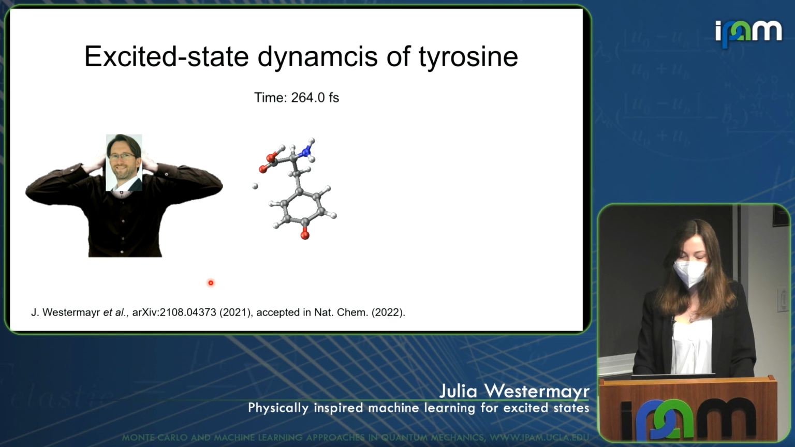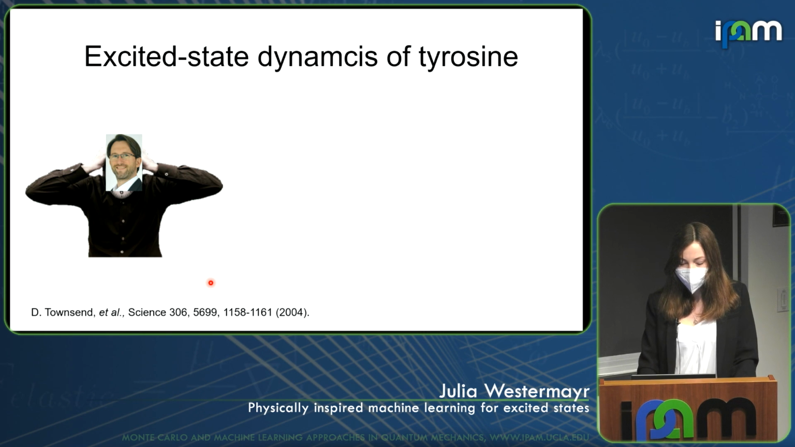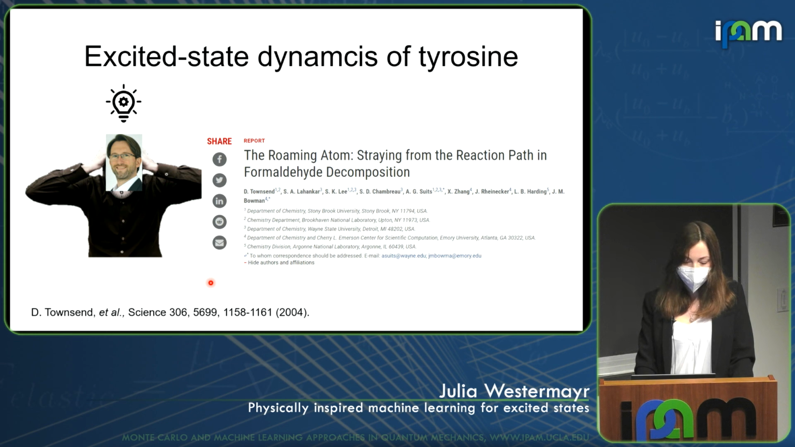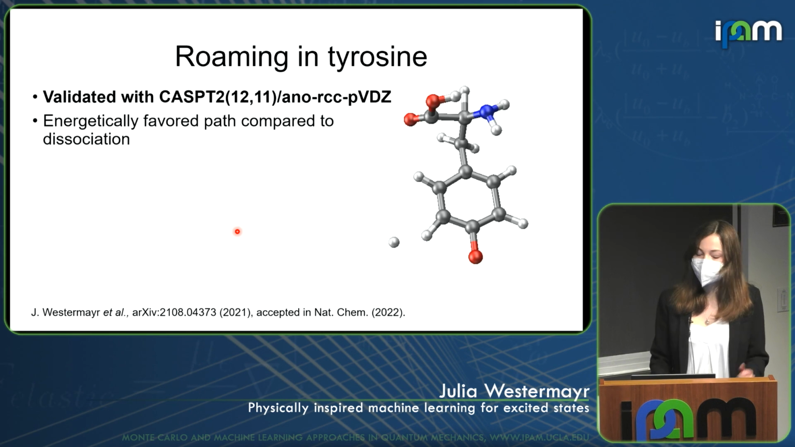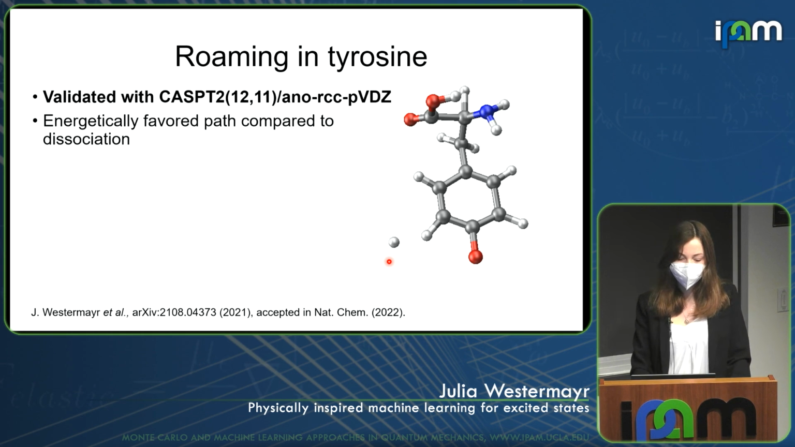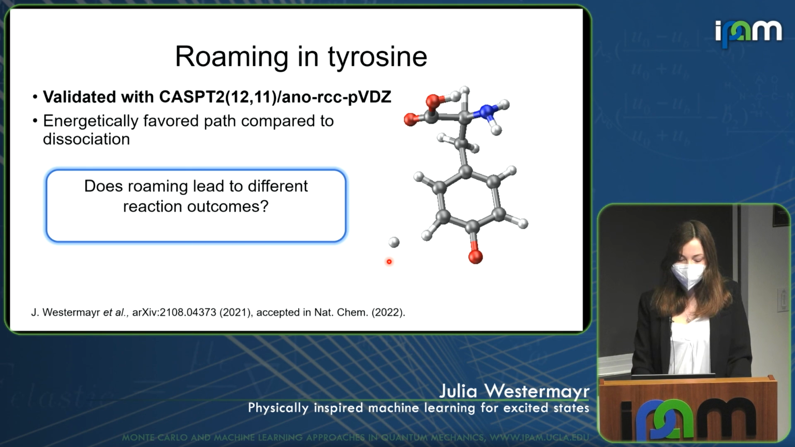But fortunately, we didn't throw it away, but we looked in literature. And he found a paper by Joe Bowman, published in Science, which talks about the roaming atom, which strays from the reaction path in formaldehyde decomposition. So this roaming dynamics were first discovered in highly excited formaldehyde, and we thought maybe we also discovered roaming in tyrosine. So we validated this reaction with multi-reference CASPT2, and we found that roaming was really the energetically favored path compared to direct dissociation. And this was really exciting for us because we wanted to know whether roaming led to different reaction outcomes compared to the smaller chromophores or not.